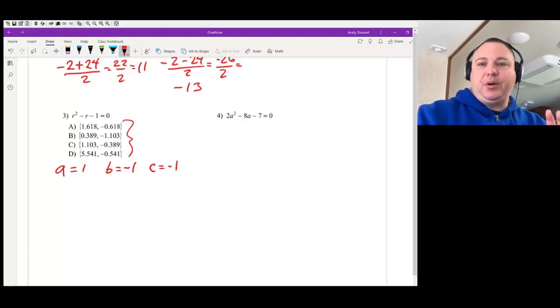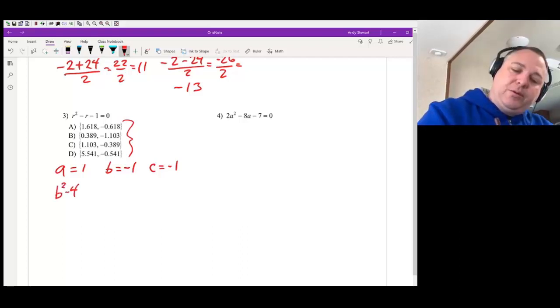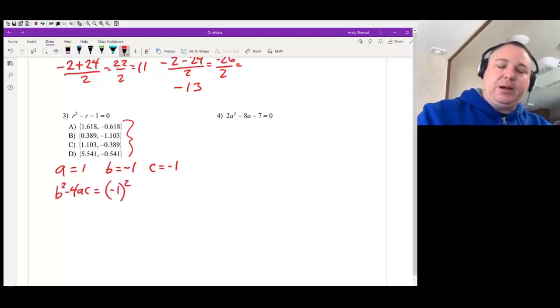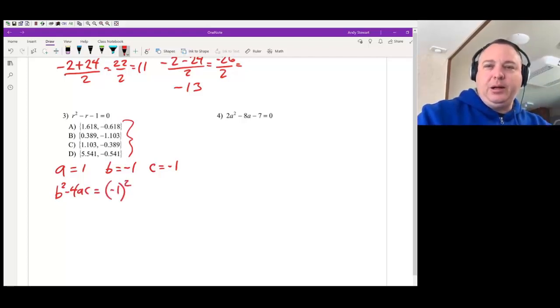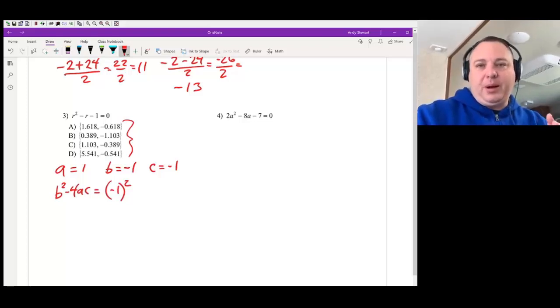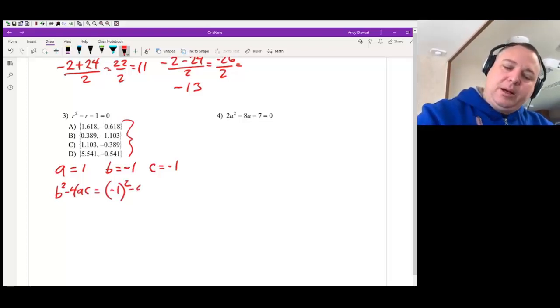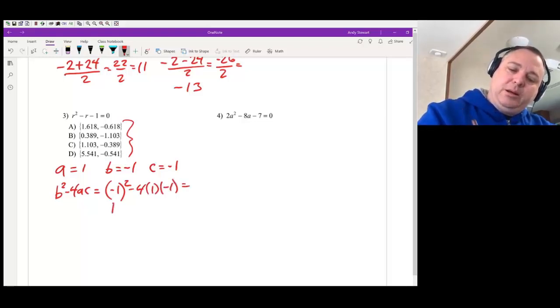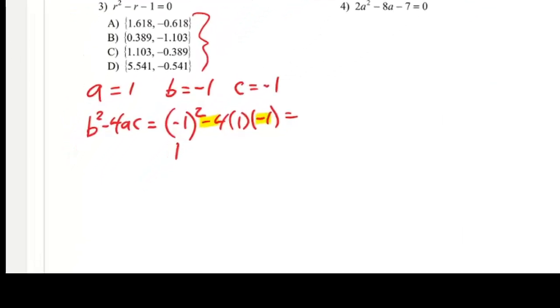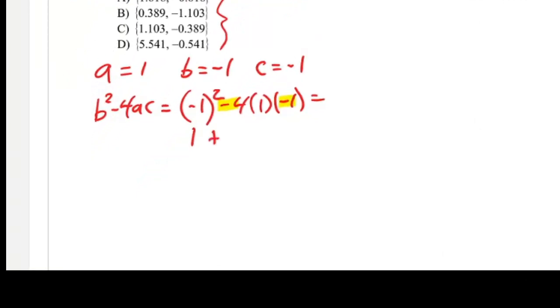B squared minus 4ac. B squared minus 4ac is, now notice this, I'm going to square negative 1 and it's going to turn into a positive 1. Negative numbers, when they're squared, become positive. Minus 4ac. It's 1. Now notice the double negatives. Let me put my highlighter on those. There's 1 here and there's 1 here. So those two negatives are going to make it a positive and then a 4. So my discriminant is 5.